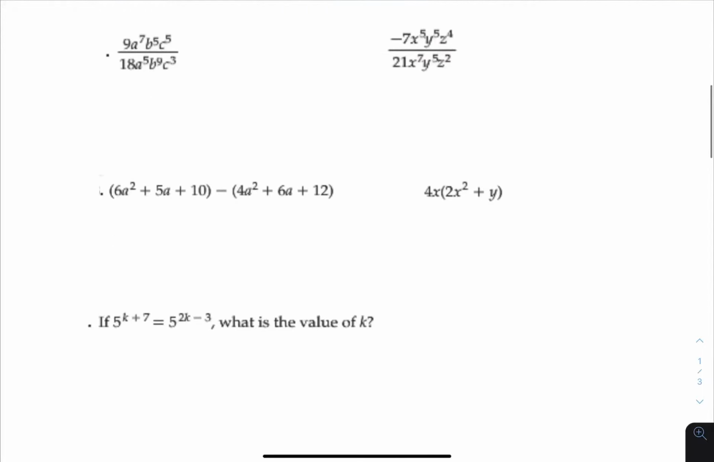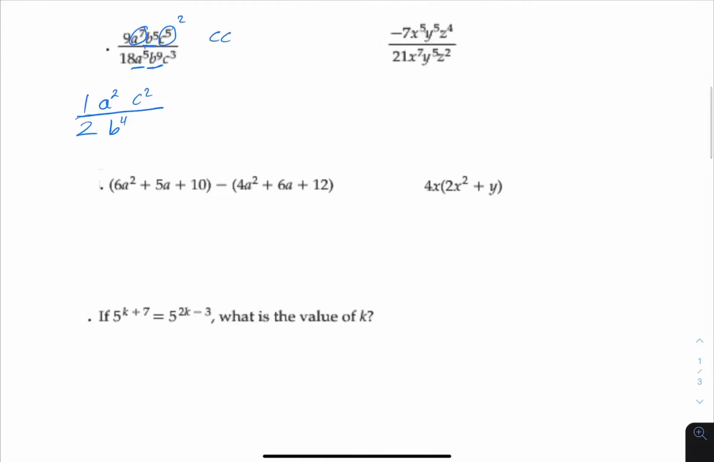Look at the next one. 9 and 18, just numbers you do like normal. 9 over 18 is 1/2, divided both by 9. So what do we do after that? What about the a's? Which one has more? The top one does, by 2, so that's going to win the tug of war. The b's, the bottom has more by 4. And the c's, the top has more by 2.